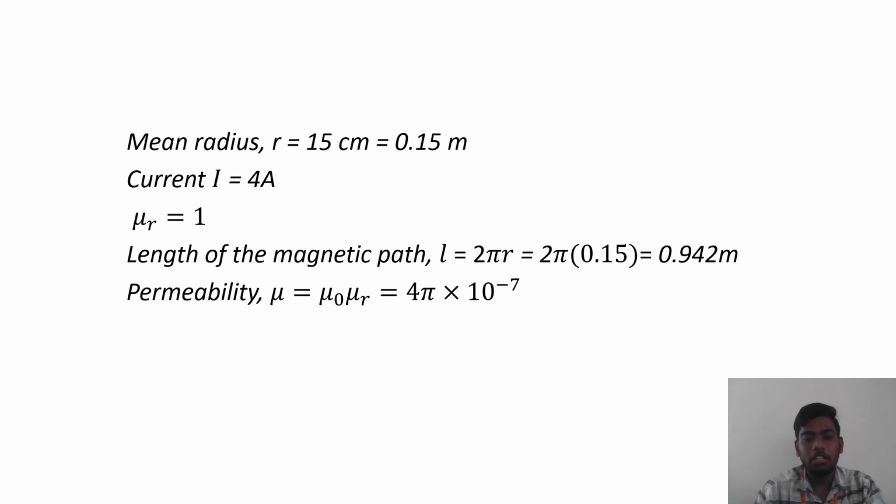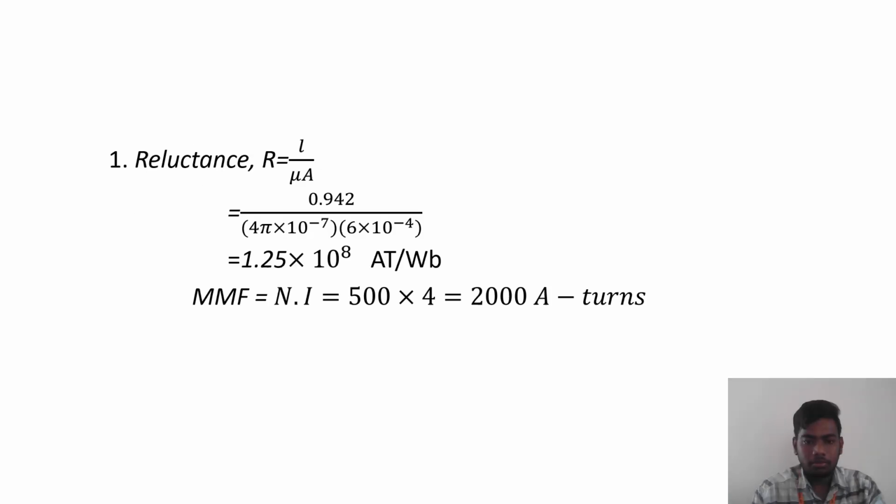First we have to find the length of the magnetic path to find the reluctance. The length of the magnetic path l equals 2 pi r, which equals 2 pi into 0.15, which equals 0.942 meters. The permeability mu equals mu naught into mu r, which equals 4 pi into 10 to the power of minus 7. And now we have to find the reluctance.